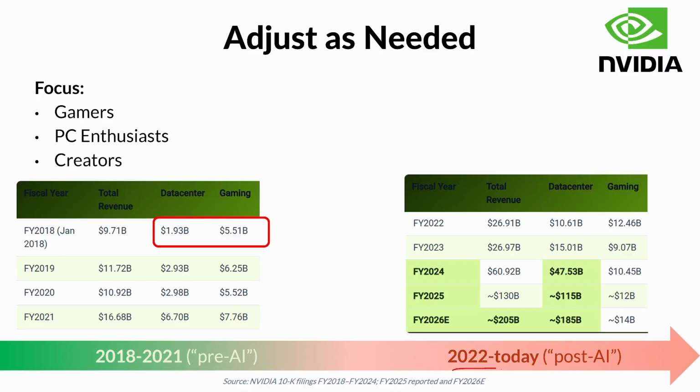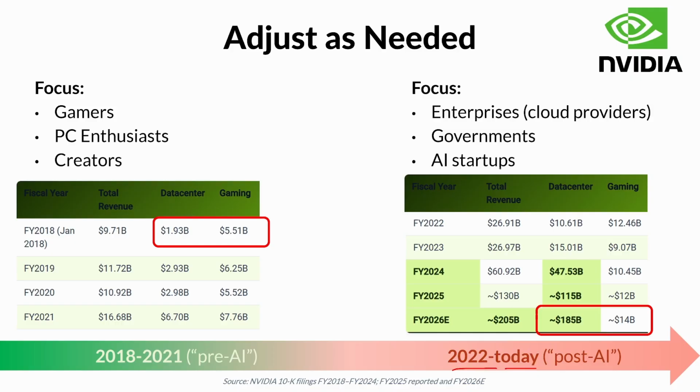But let's take a look at 2022 and later, and especially today. I call it post-AI. It's obviously post-AI introduction. What's the focus now? Enterprises, cloud providers, Google, Microsoft, governments, AI startups. Why? 2026, about 200 billion revenue. Data centers eat up most of it, about 185 billion. Gaming, only about 14 billion. Even though the gaming number grew from 2018 from 5-6 billion to 14 billion, the data center number grew exponentially much more every year.